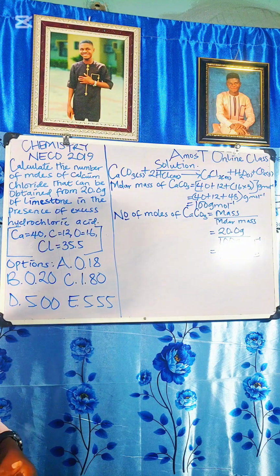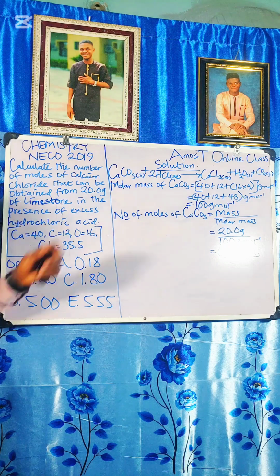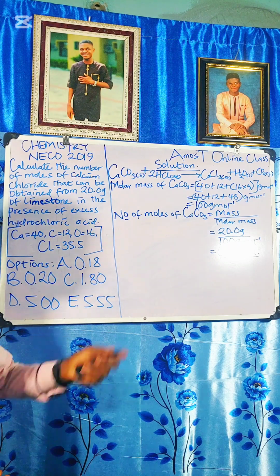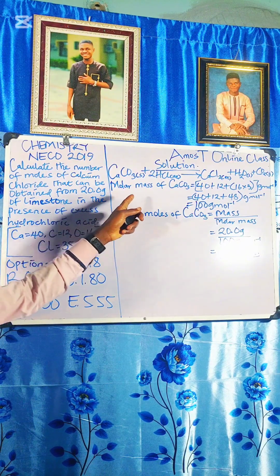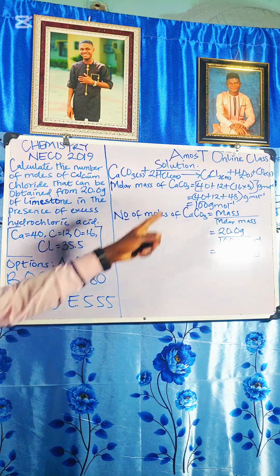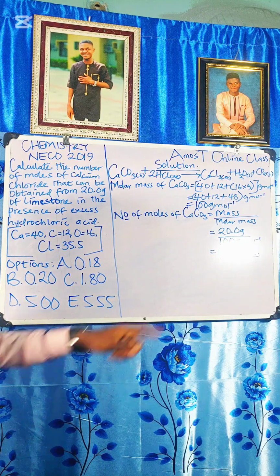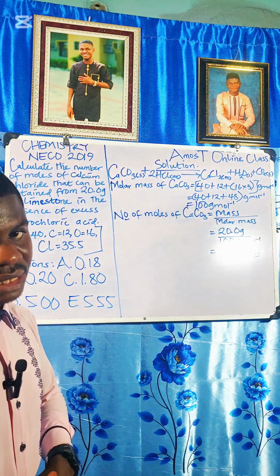But that is not the final question. The question says we should find the number of moles of calcium chloride that will be produced from 20.0 gram of limestone. Now from our balanced chemical equation, we can see that 1 mole of limestone yielded 1 mole of calcium chloride. So 0.20 mole of limestone will yield dash mole of calcium chloride. So let's relate it mathematically to see.